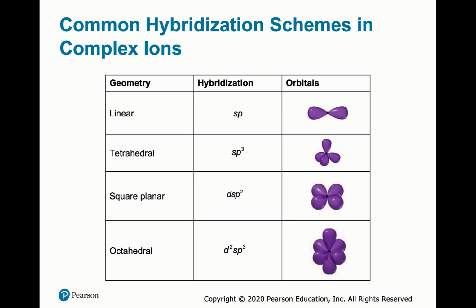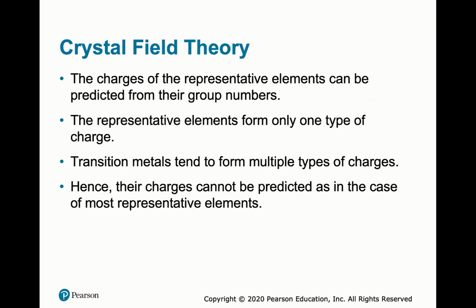So here's a review for the hybridization, and also with the metals, you can get the square planar one, which looks new, right? The dsp2. You can get square planar geometries out of that. So the crystal field theory and these charges, we can predict them by the group numbers. Yeah, we know about that. That's already pretty common. For the representative elements, we only have one type of charge, but the transition metals have multiple types of charges, and they're not as easily predicted.